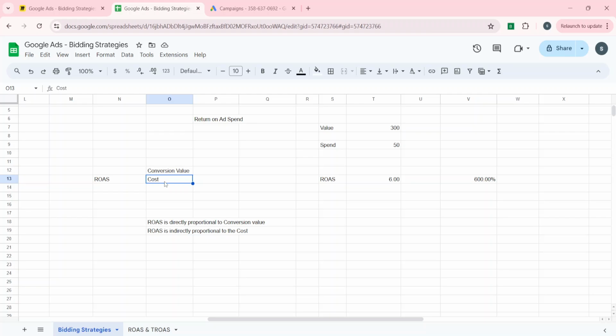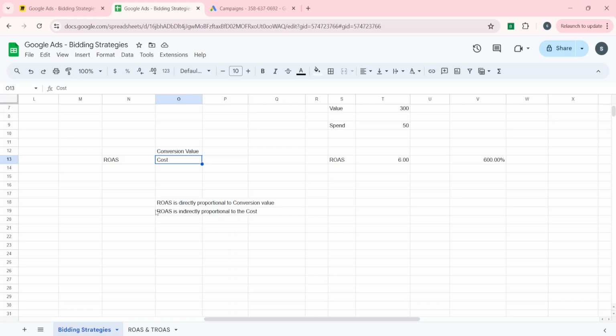The logic, once again: if you increase cost, ROAS will decrease. Please observe very carefully and listen very carefully. If you decrease cost, ROAS will increase, because cost and ROAS are inversely proportional. In a similar way, if you increase conversion value, ROAS will increase, and if you decrease conversion value, ROAS will decrease, because ROAS and conversion value are directly proportional. So I think you are getting the logic, right? Now you have understood the concept of ROAS clearly, right?